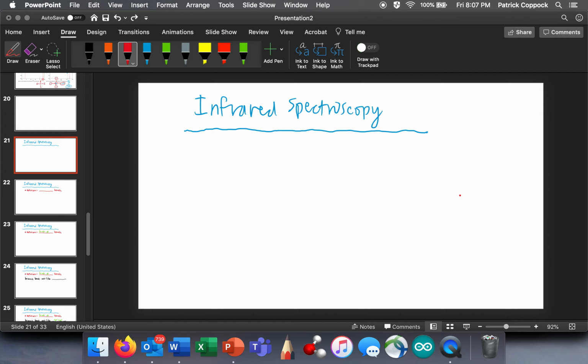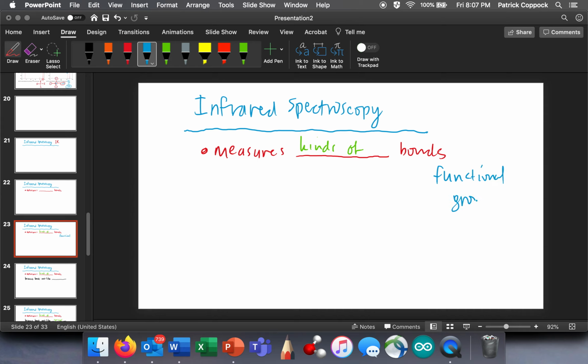Okay, so now we're going to talk about infrared spectroscopy, which remember we typically call IR, right? So infrared spectroscopy, do you remember what it measures? It measures kinds of bonds, okay? And we're going to map that to functionality, right? We're going to map that to functional groups, right? Because that is a carbonyl, and that is an alcohol, and they have different bonds. So measuring kinds of bonds is tantamount to measuring functional groups, all right?